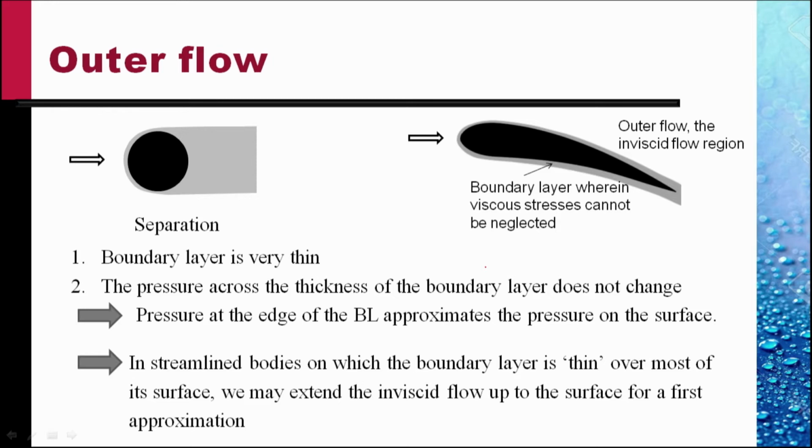That's why in aerodynamics, we neglect the boundary layer completely, solve for the inviscid flow right up to the surface of the aerofoil, calculate the pressure from the inviscid flow and assume that that is the actual pressure distribution on the surface of the aerofoil.